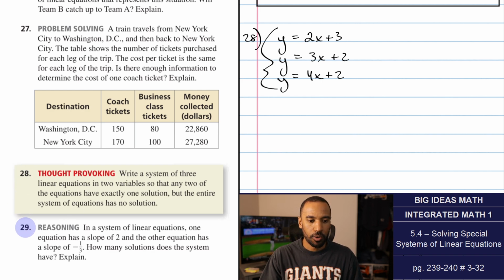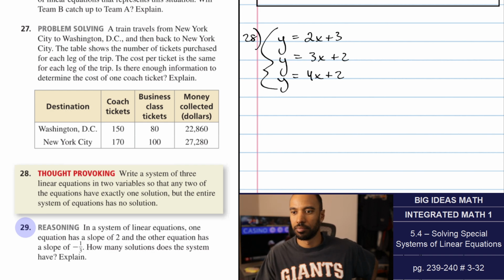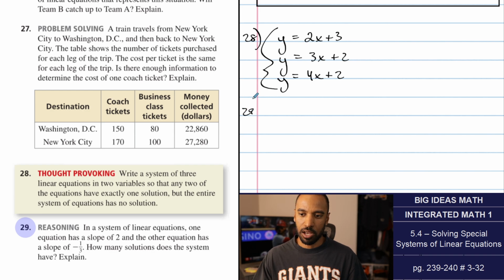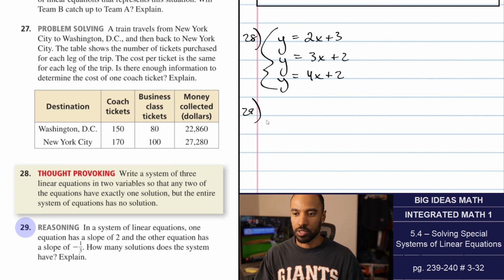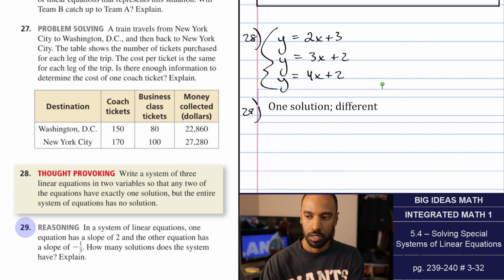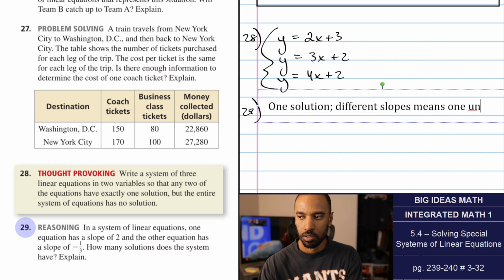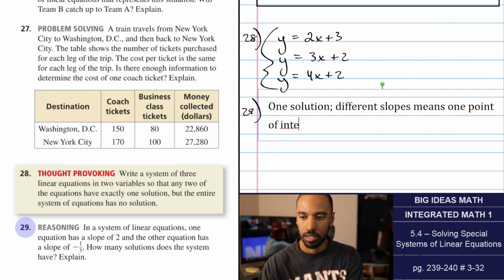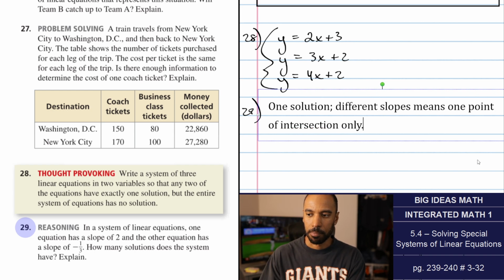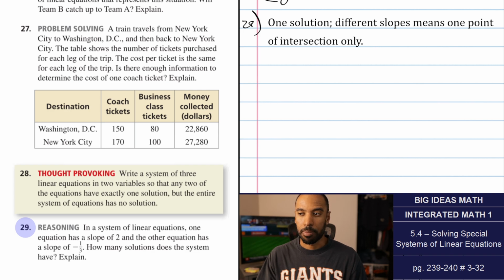Number 29, reasoning. In a system of linear equations, one equation has a slope of 2, and the other equation has a slope of negative 1/3. How many solutions does the system have? Explain. Well, they have 1. Different slopes means they'll only intersect once. That is one solution. One point of intersection. That's it. They're not parallel. Not same slope. Not parallel, not same line.